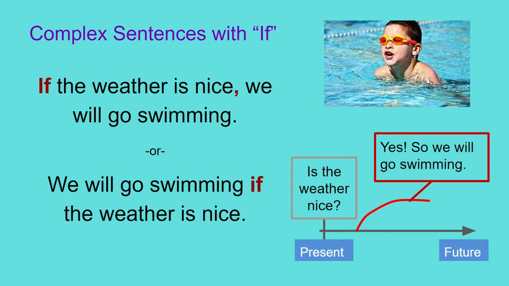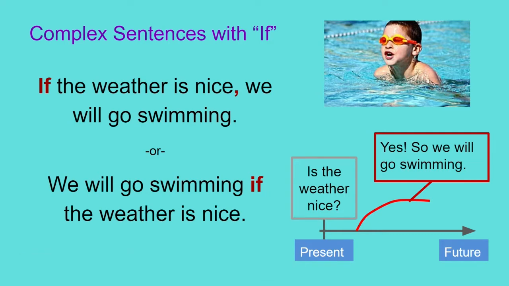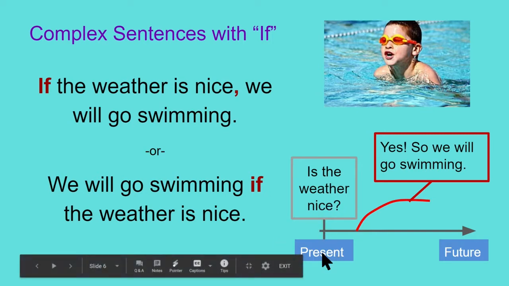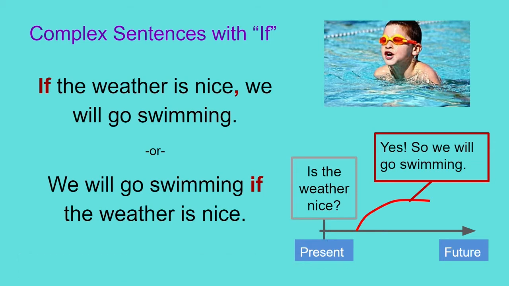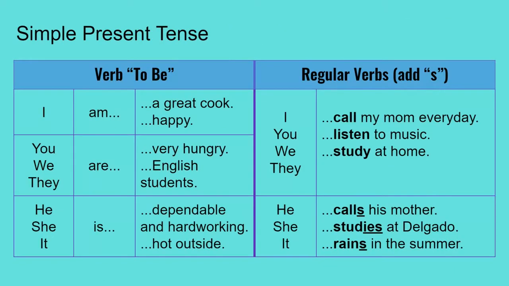So we're going to talk today about the present and the future tense, focusing on the word if. So if the weather is nice, we will go swimming, right? So at the present tense, we might ask ourselves, is the weather nice? Well, at 8 a.m. in the morning, perhaps? Well, yeah. So let's head out. And maybe by 10, we'll be at the pool, right? So the present to the future, and then forward from now.